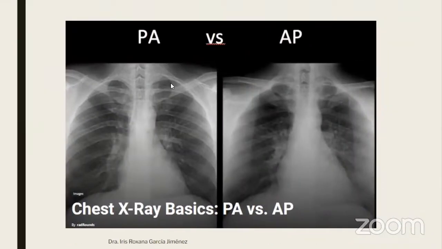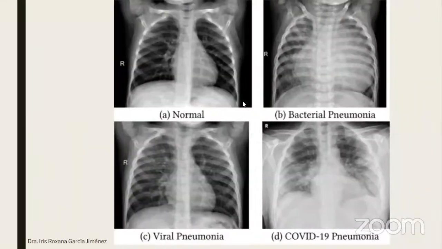Just an extra slide comparing the posterior-anterior view and the anteroposterior view, just as an example to catch differences. Now we have X-rays from children, a normal one, a boy with a bacterial pneumonia, another one with viral pneumonia, you can see a difference, and now COVID-19 pneumonia. Just an example for making the comparison and noting that the big anatomical details that I was showing you in previous slides must be present in the serial X-rays.